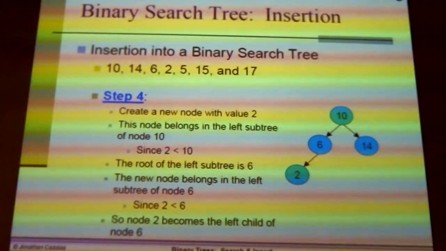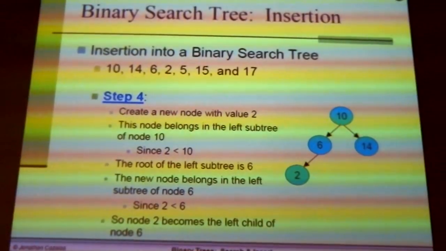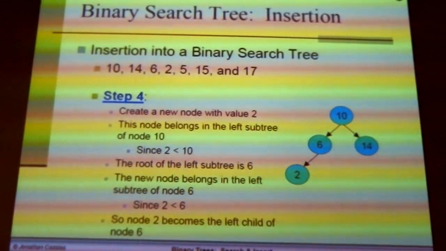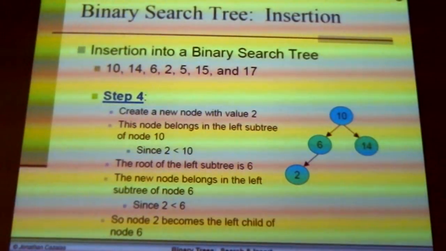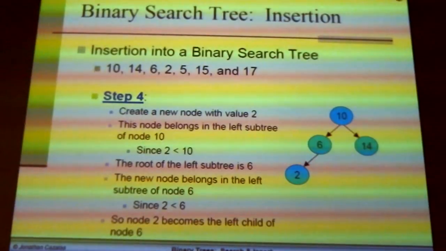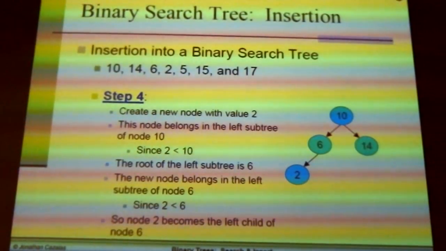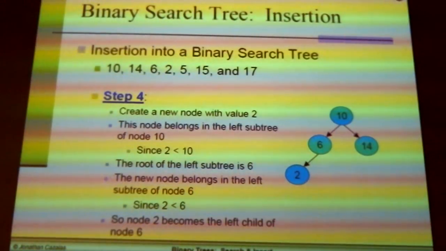Now we compare it to the root. It's less than the root. Does the root have a child? On the left, it does. So we want to look at that child, because whatever that child is, the 6, we need to know what its value is. So now we're going to compare our 2 to the value. And the 2 is less than 6, so we need to go to the left.